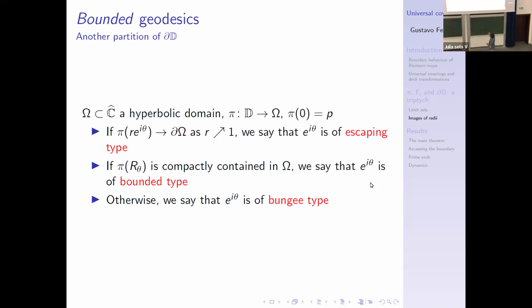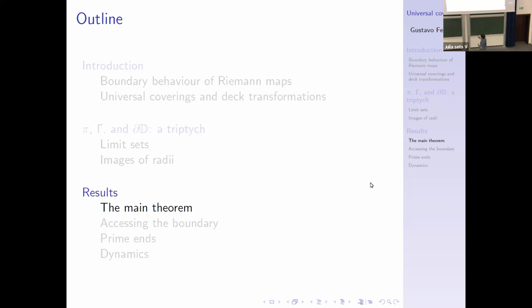And any point on the unit circle has to be of one of these 3 types, right? So this gives us a second partition of the unit circle into 3 different categories, okay? And now we're going to try and put these two things together and see which points correspond to which ones.